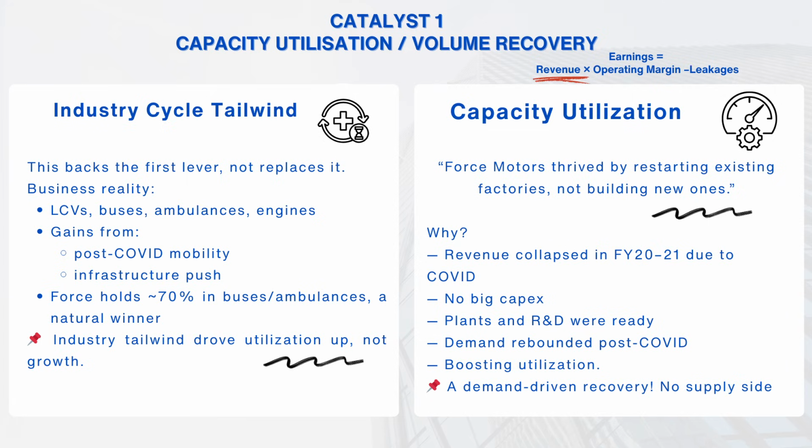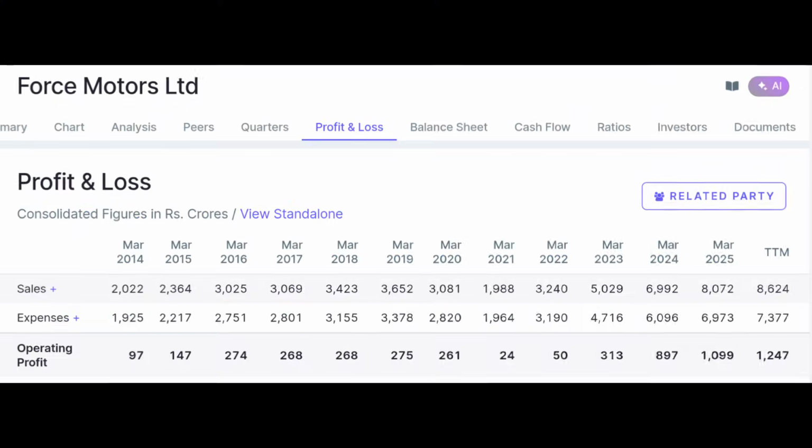Post COVID, commercial vehicle demand started coming back. So basically light commercial vehicles, buses, ambulances, engine supplies, and this recovery was driven by mobility normalization and infrastructure spending. Force Motors, with almost 70% market share, being the market leader, was positioned exactly where the demand returned first. If you look at the income statement image which I have here, in COVID the demand immediately collapsed and sales dropped to around 2000 crore. But later, steady revenue recovery happened in fiscal years 23, 24, and 25.